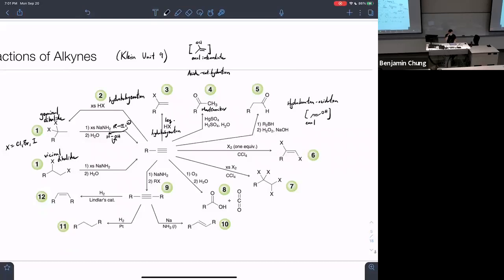And then you can have addition of halides across the triple bond. Just one equivalent would give you just the dihalide. So this is just halogenation. Note that it's one equivalent, or you could just use excess, and that just completely adds across the triple bond and then the double bond to give you that product there. This is also a halogenation.